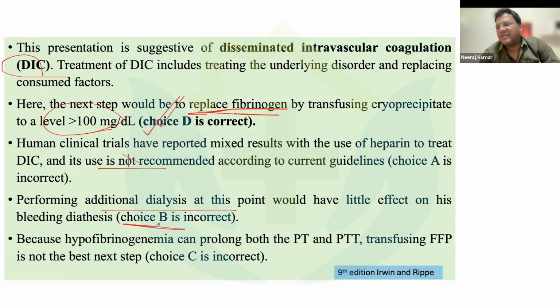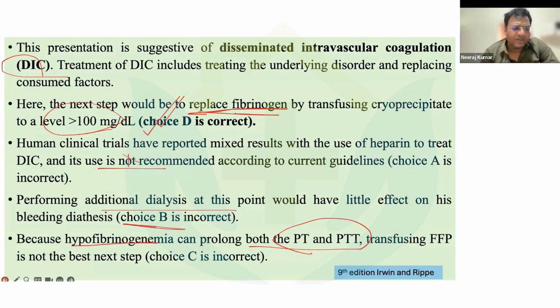So here bleeding diathesis is there. If we do a dialysis, again the problem will be more aggravated. And last here, because the patient will have a very low fibrinogen level, that's why both PT and APTT are prolonged. That's why transfusing FFP will not help. It is not the best correct option.